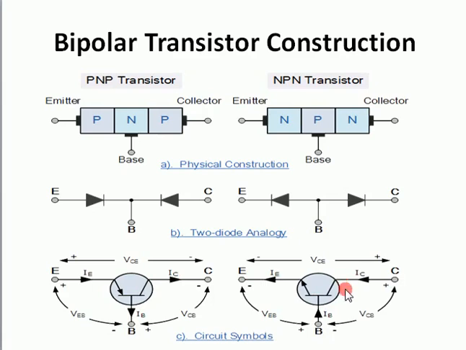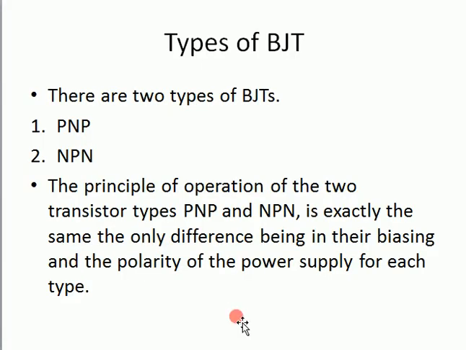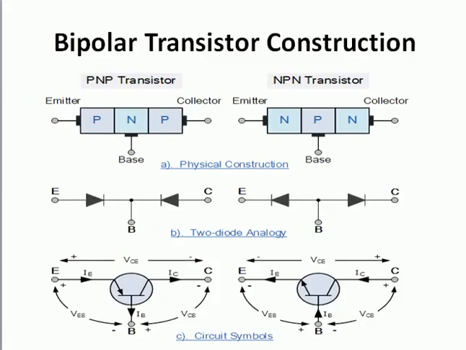So the basic difference between NPN and PNP transistors is the direction of current, and this is because of the polarity, as we have mentioned here, that the difference between them is because of the polarity of the power supply for each type. Because of the polarity of that power supply, the direction of the current changes.